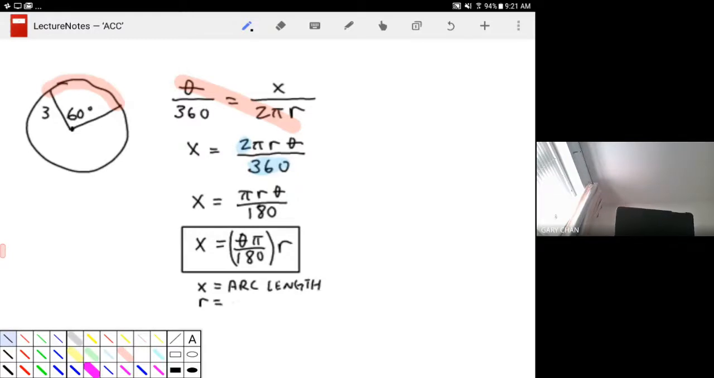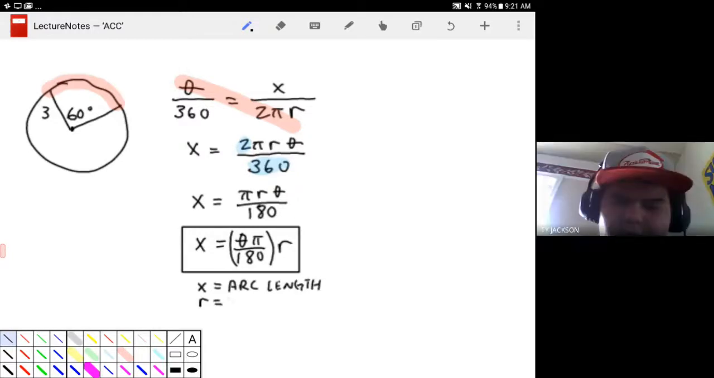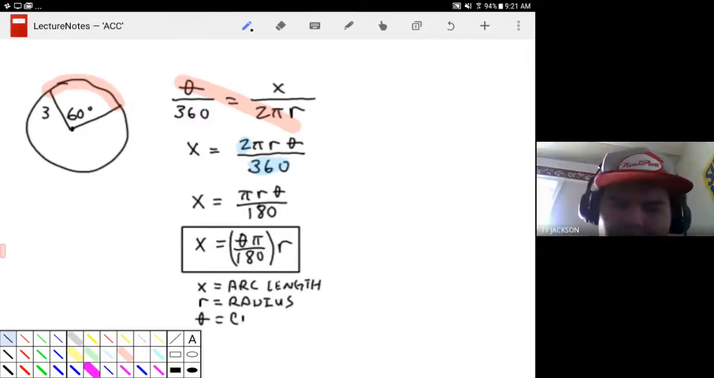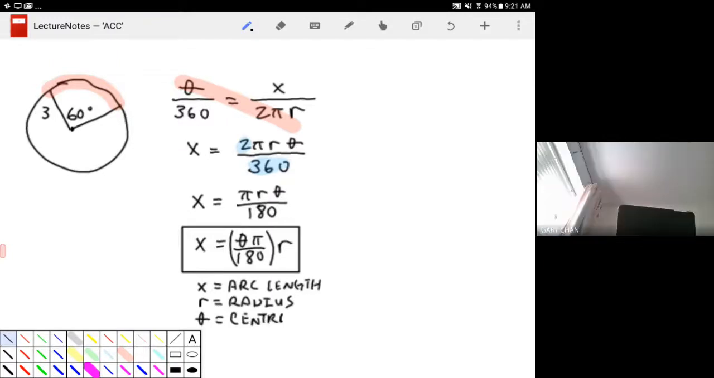R is the radius. And one more time, theta is the central angle. And keep in mind, it's a central angle in degrees. This is the central angle in degrees.